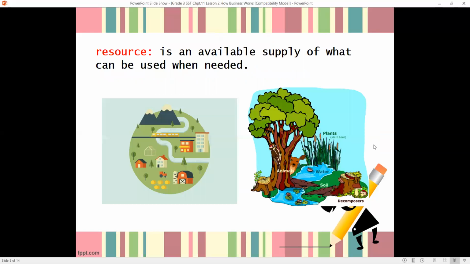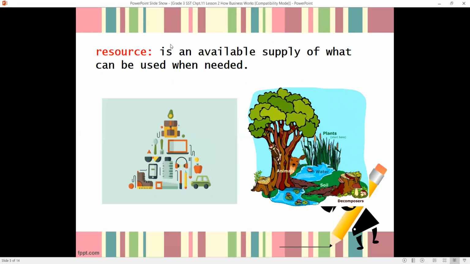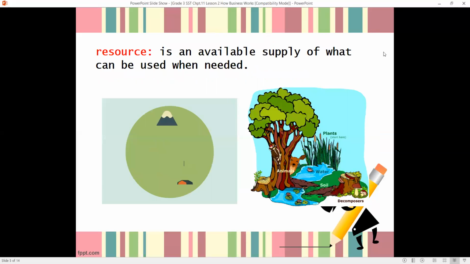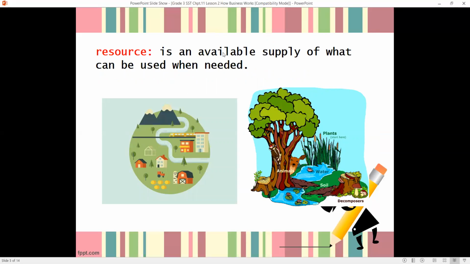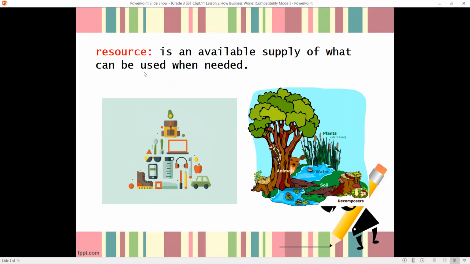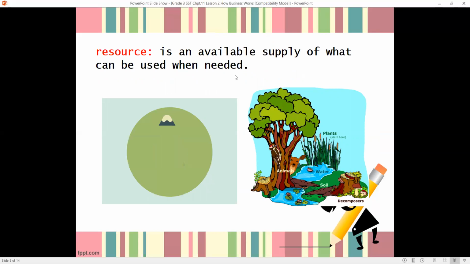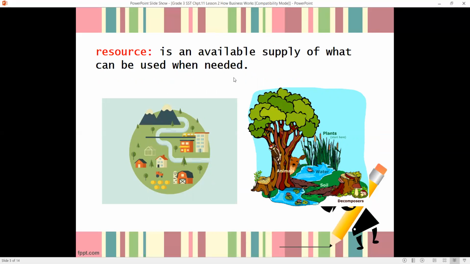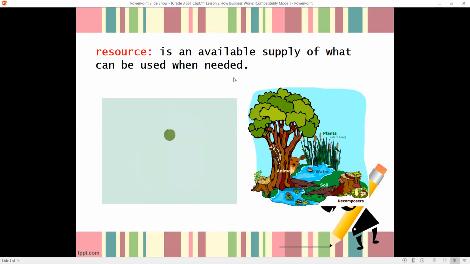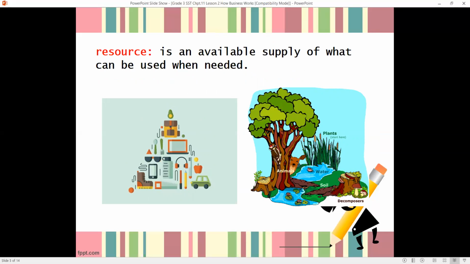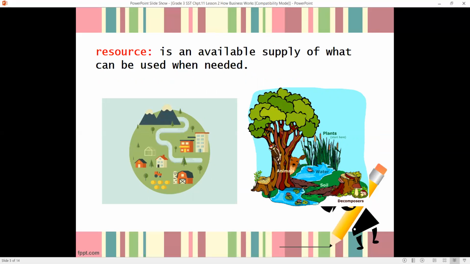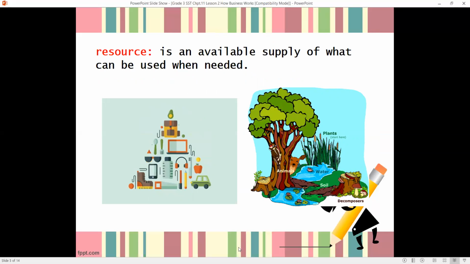Next vocabulary word is resource. What do you mean by resource? Resource is an available supply of what can be used when needed. So if we have a business, we need to have the required resources. So it is available to us at any time that we require for our business.